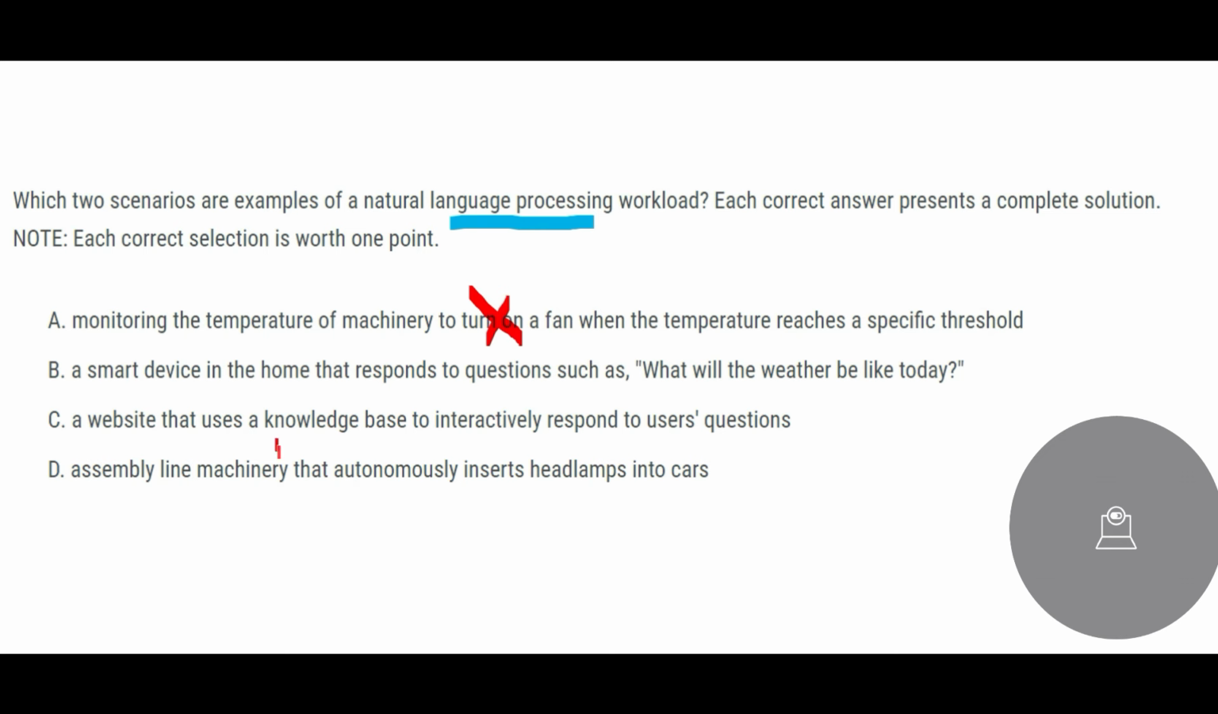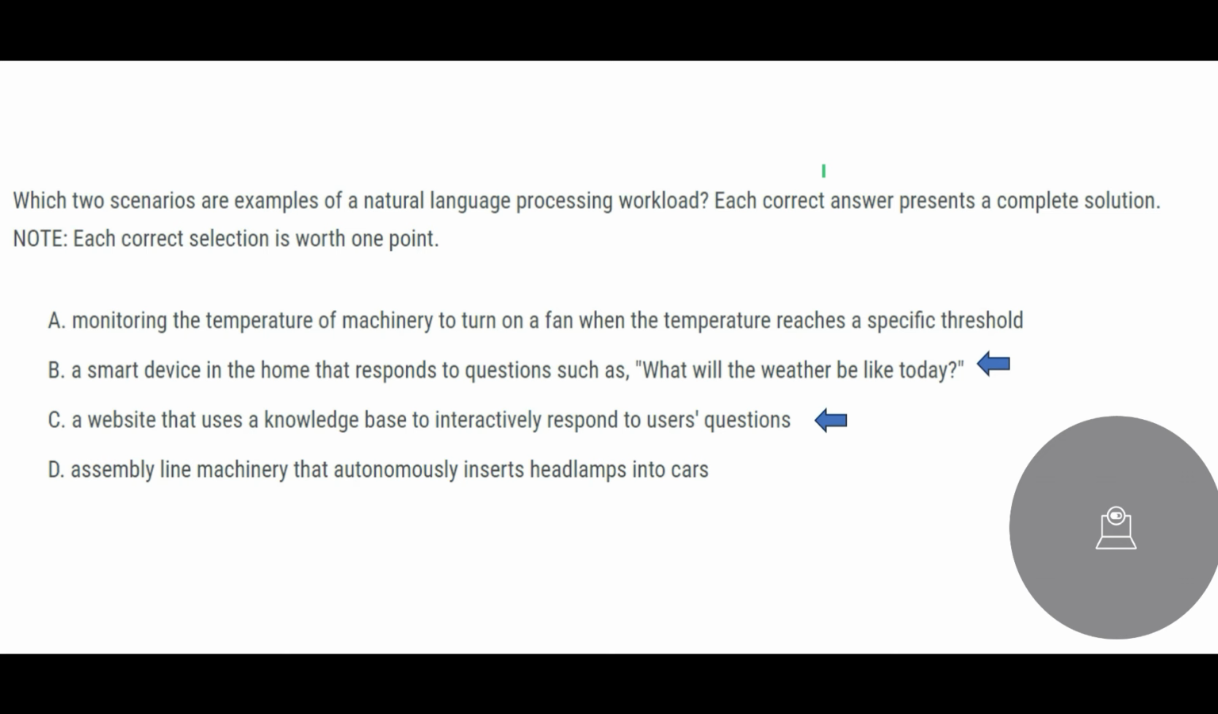Similarly, assembly line machinery for autonomous insertion of lamps into cars is not NLP. The robot knows it needs to do that. There are sensors and computer vision for that purpose. So these two are not the answers.